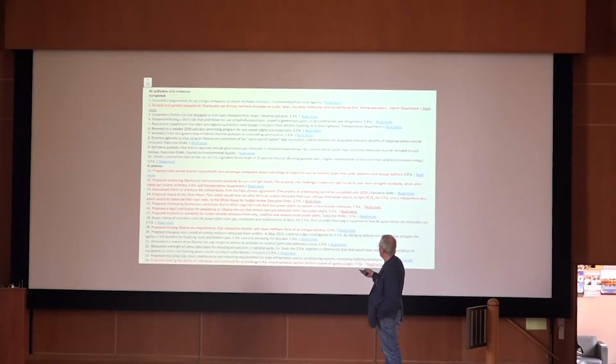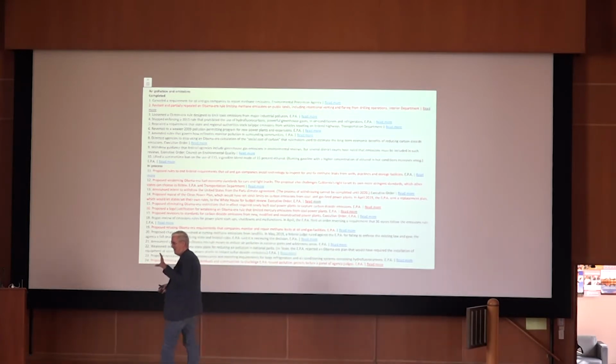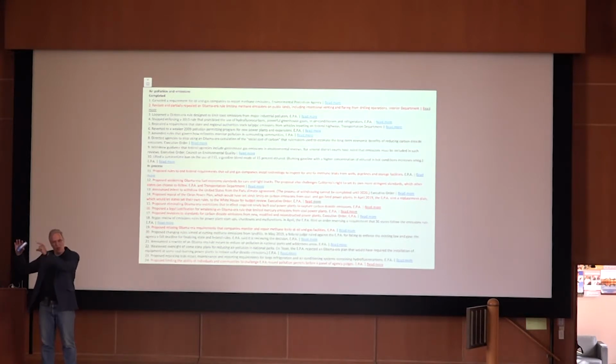What else? Proposed revisions to standards for new and reconstructed power plants. That is more clean power plant stuff. Relaxing Obama requirements that companies monitor and repair methane leaks at oil and gas facilities. That's this methane thing again. So you see, all of these are aimed at the primary CO2 regulations, which are in the Clean Power Plan and the Climate Action Plan, aimed primarily at CO2. That's where you were going to get the gigaton and a half reductions in CO2 by 2030.